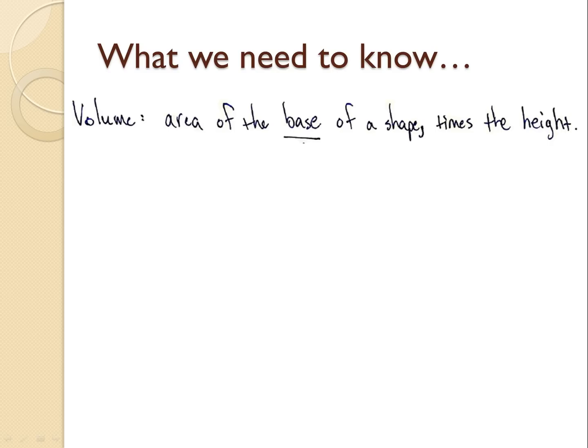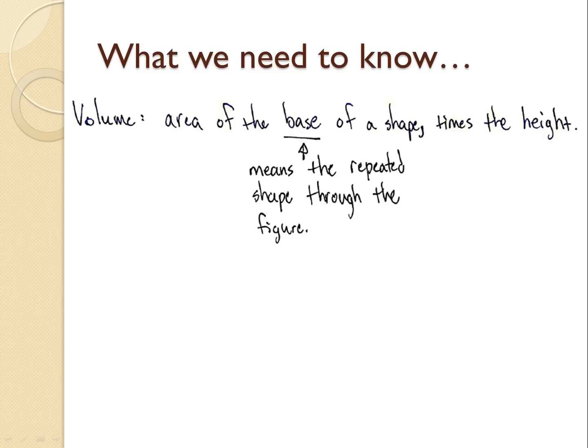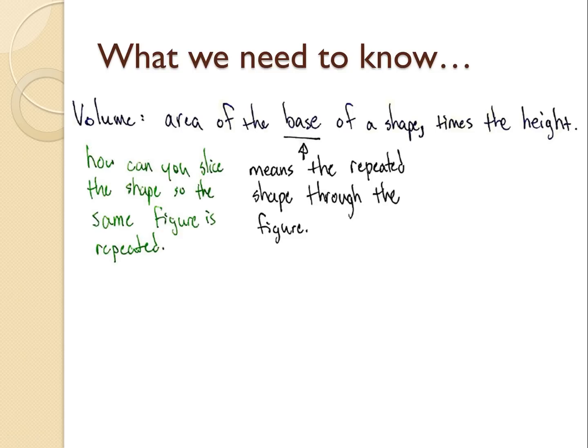All right, let's take a look. Here's what you need to know. Volume is really the area of the base of a shape times the height. You should be asking yourself, what is the base of a shape? That just means the repeated shape through the figure. Really, it's how you can slice the shape so the same figure is repeated.